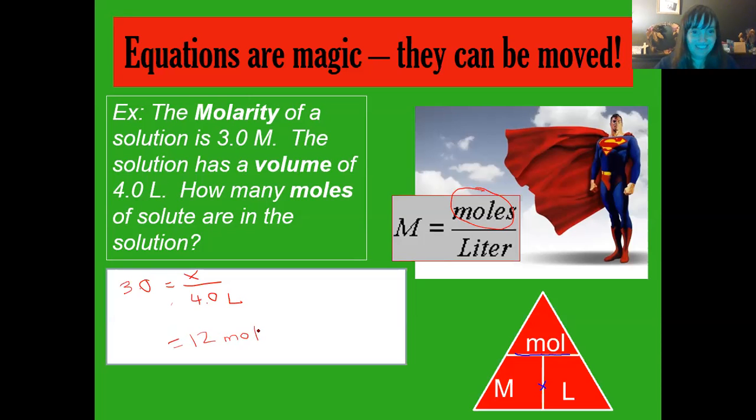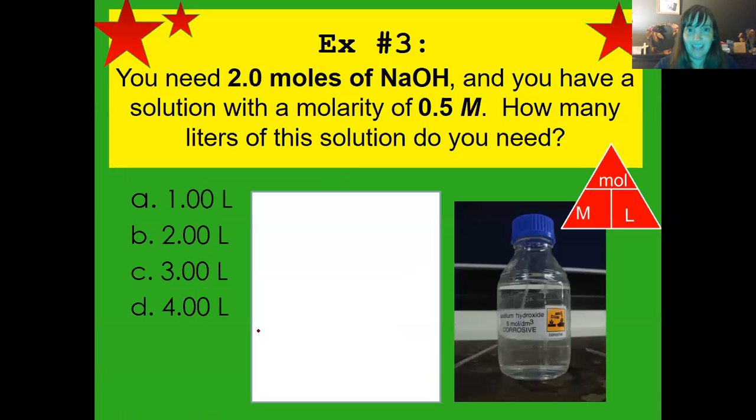Yay, math. All right, so I'd like you guys to try it. You can use the magic triangle or algebra, whatever you like. You need 2 moles of sodium hydroxide, and you have a solution. It's got a molarity of 0.5 molar. So how many liters of this solution do you need?